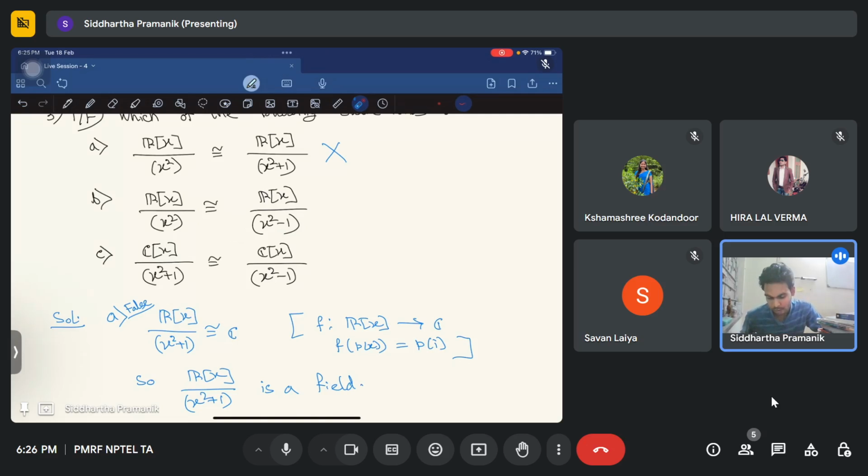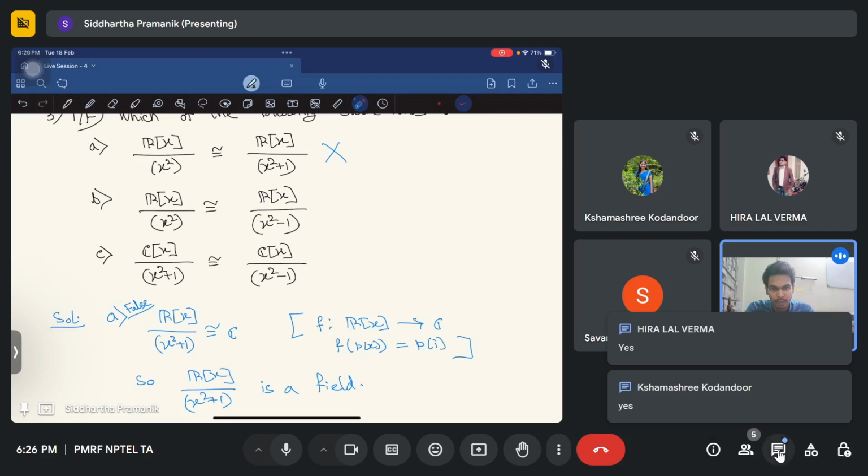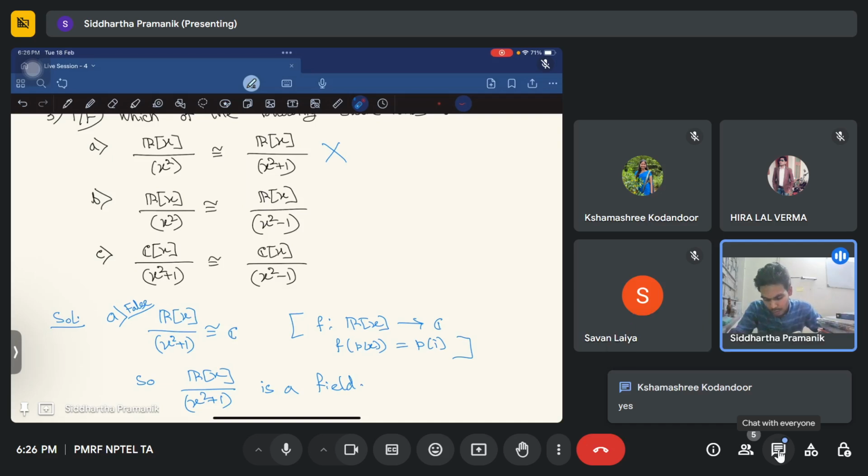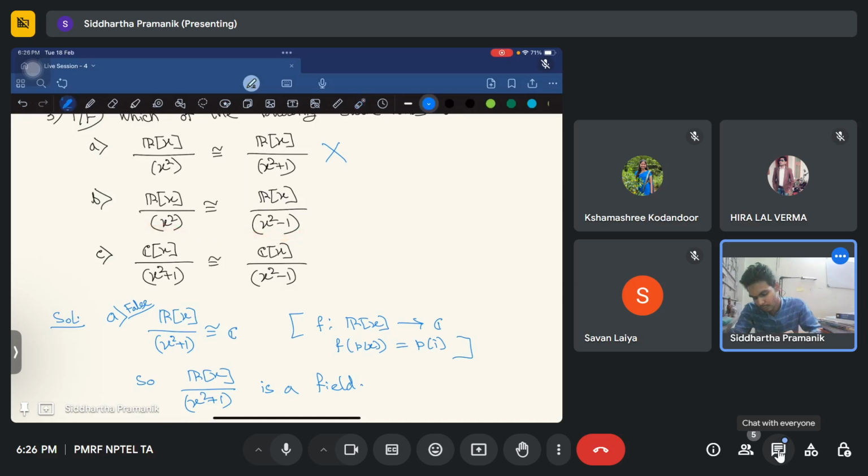Did you understand the first one? Yeah, okay. Try to do the second one. You can use the correspondence theorem, so from that it will be easily followed.